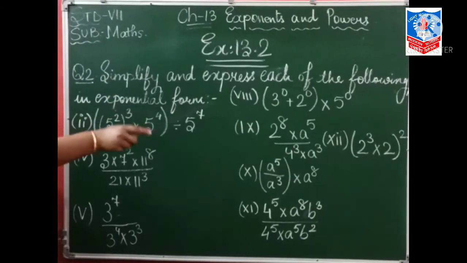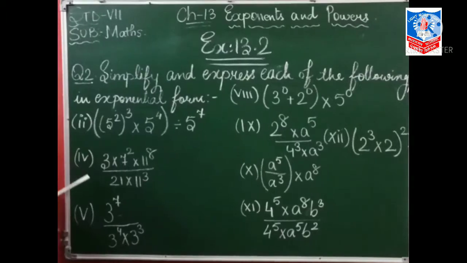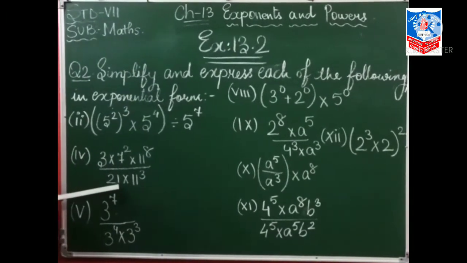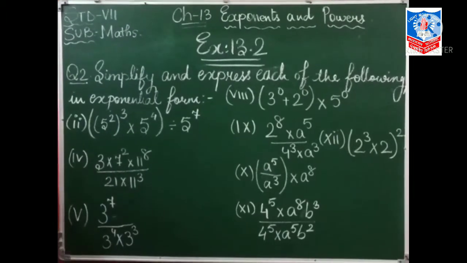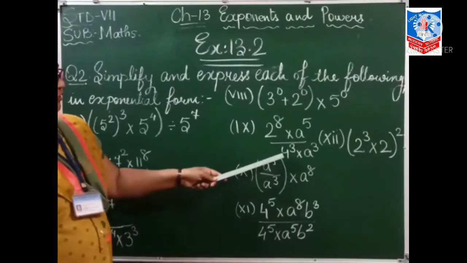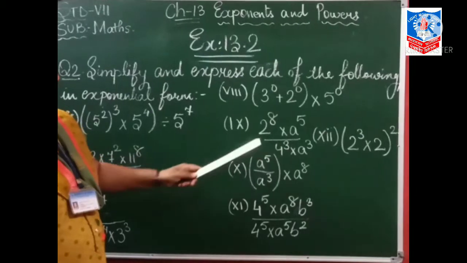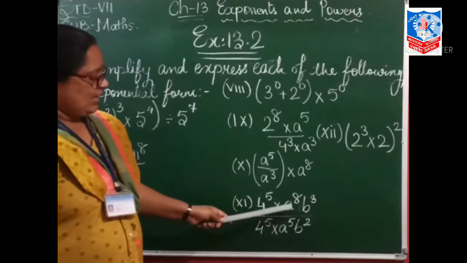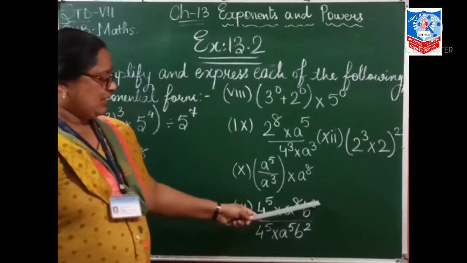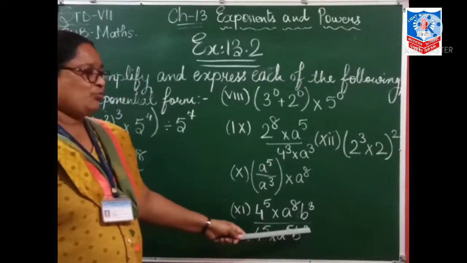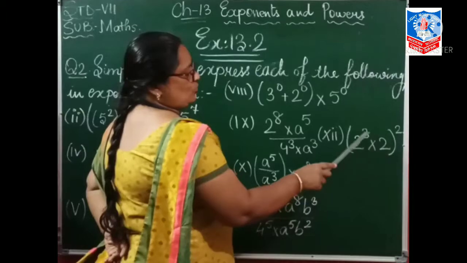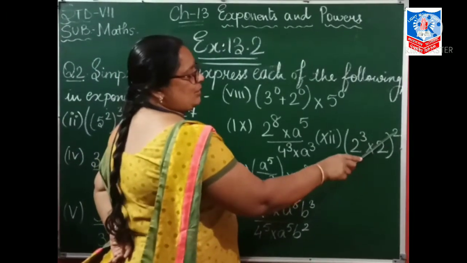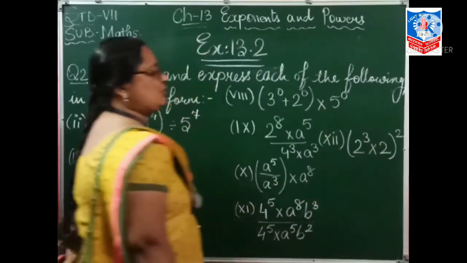Now this is your homework. In this sum what you will do? You will break 21. That means 3 into 7. Then you know how to do the sum. Here also you will break this 4. Next here it is A8 into B3 and A5 into B2. Now here the base is same, so 3 plus 1, 4. Then you will multiply this with 2. Okay.